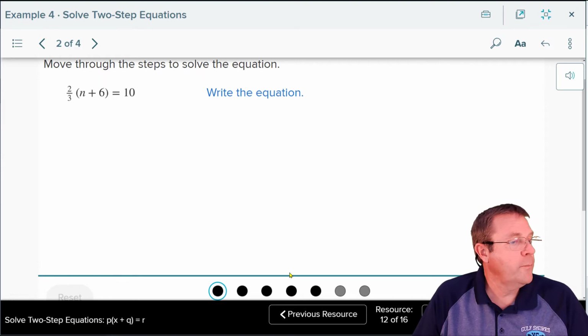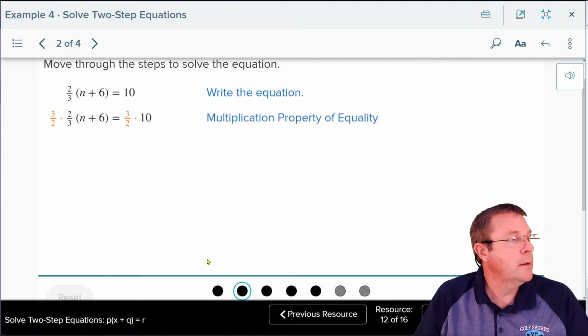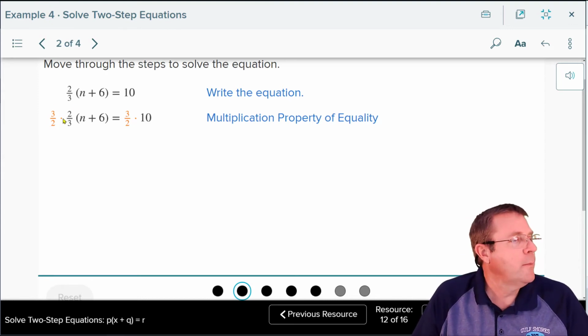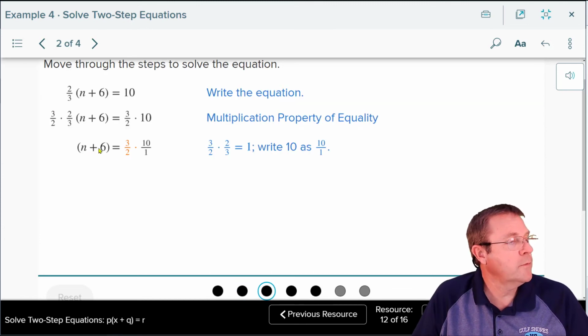Oh, they started off by writing the problem, and then they took... oh, no. I'll go ahead and show you what they're doing, then I'm going to show you what I'm going to do. They multiplied both sides by the reciprocal, and then from there, these zeroed out, leaving n plus 6 is equal to 3/2 times 10 over 1. Then they simplified that and multiplied to get n plus 6 is equal to 15.